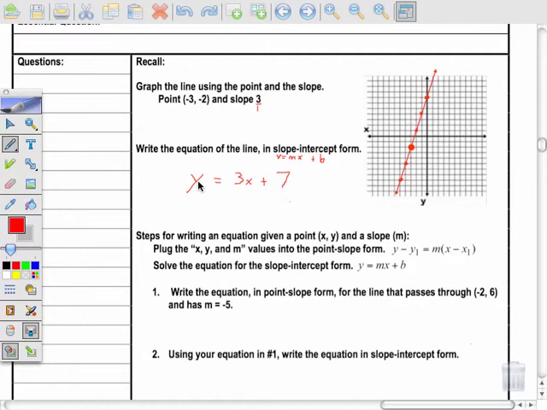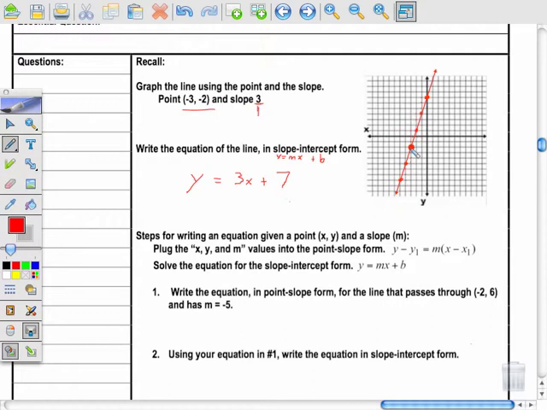This is review real quick. It tells us to graph the line if it gives you a point and the slope. So it gave us the point 3 comma negative 2. The slope is 3, so that's the same as 3 over 1. Plot the point, so you go back 3, that's 1, 2, 3. Down 2, 1, 2. So there's your first point.